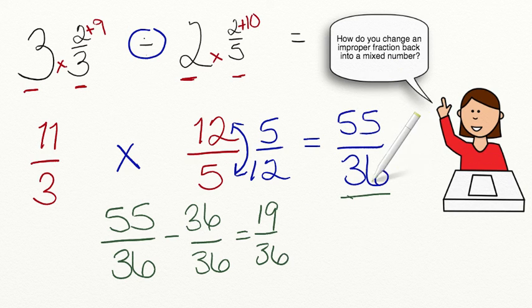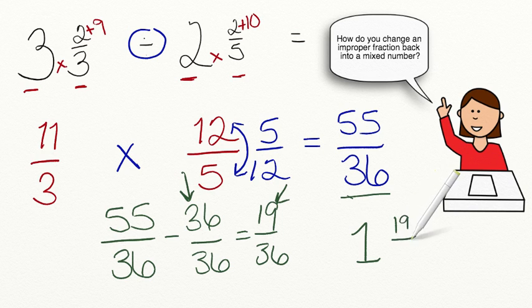So 55/36 written as a mixed number would be one whole and 19/36.